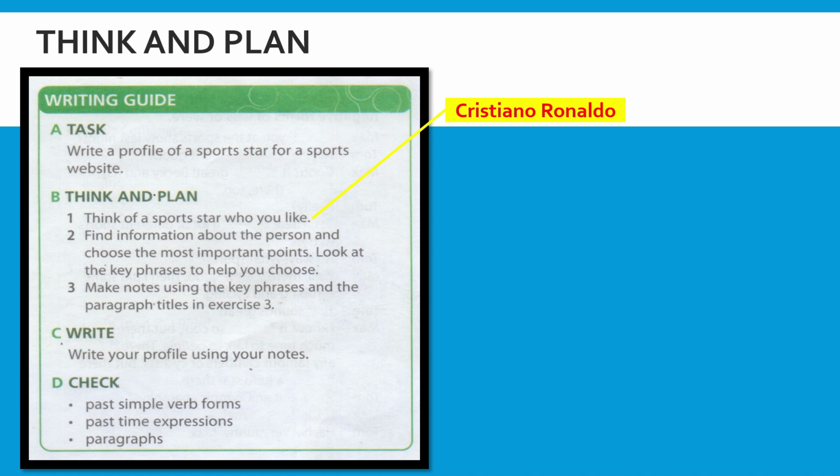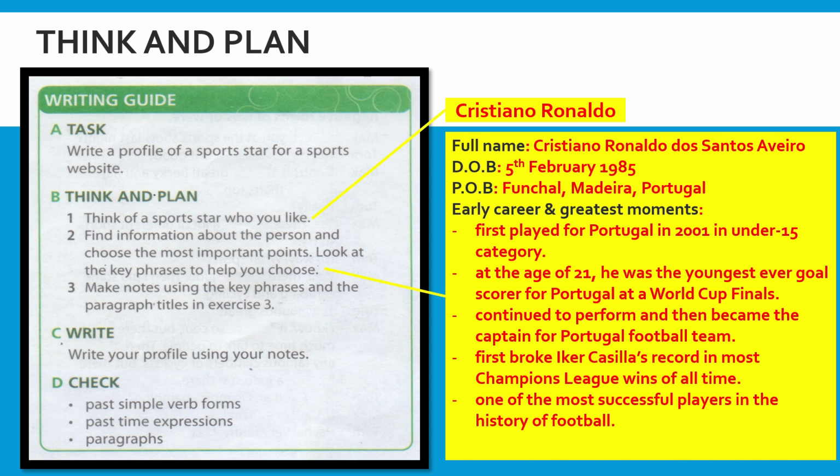But before that, we need to find information about Cristiano Ronaldo, and then we are going to choose the most important points. How are we going to choose the most important points? We are going to use the 7 key phrases just now in helping us to choose the important points. Now these are the points. Remember, the 7 key phrases describe a sports star, basic information, early career, and also their greatest moments.